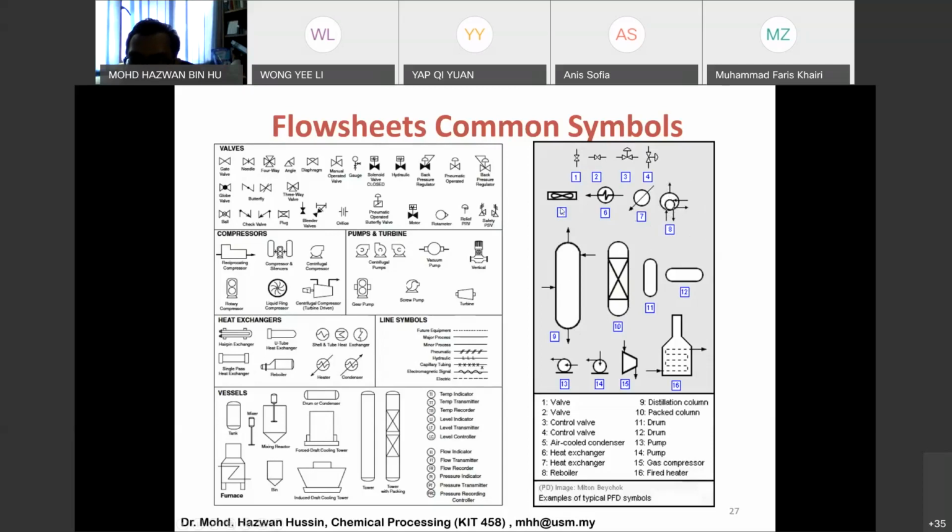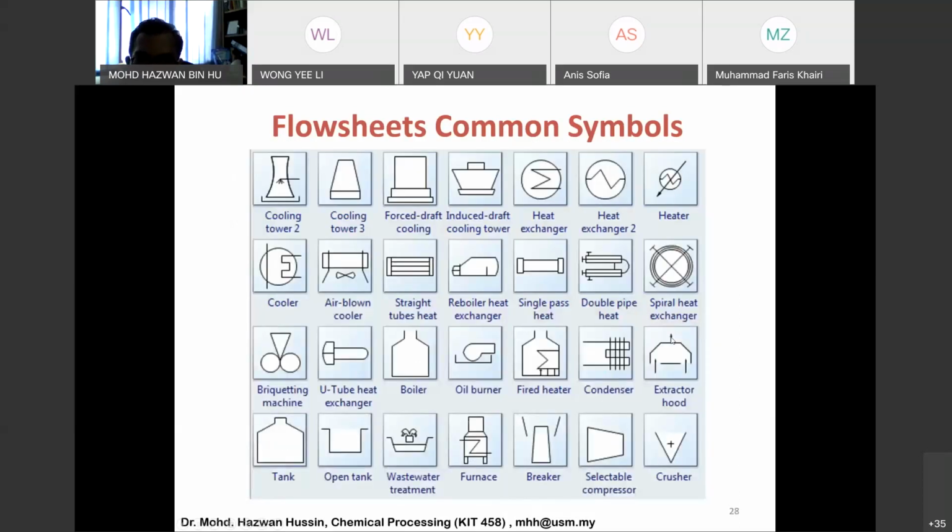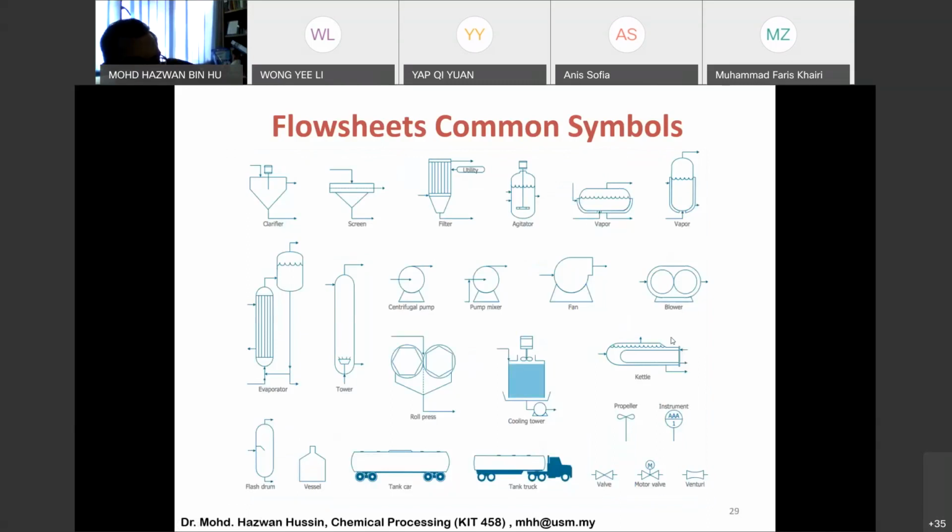Heat exchanger, and then you have the air cooled condenser. I think these common symbols need to be memorized a bit, for your information. Another example of common symbols you can look at in the slides. The others include centrifugation, pump, mixer, fan, agitator, propeller. This one is the propeller. It's different from a valve. A propeller has a stem, like a fan. A valve is different; a valve is like a ribbon shape. And then you have this one, venturi.